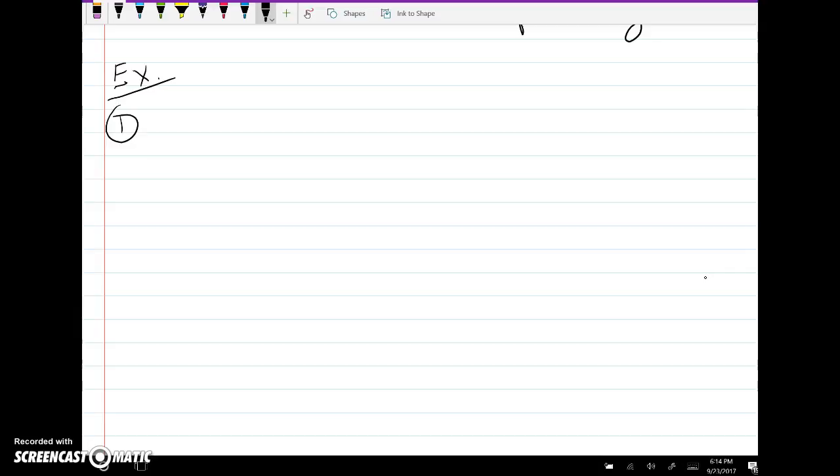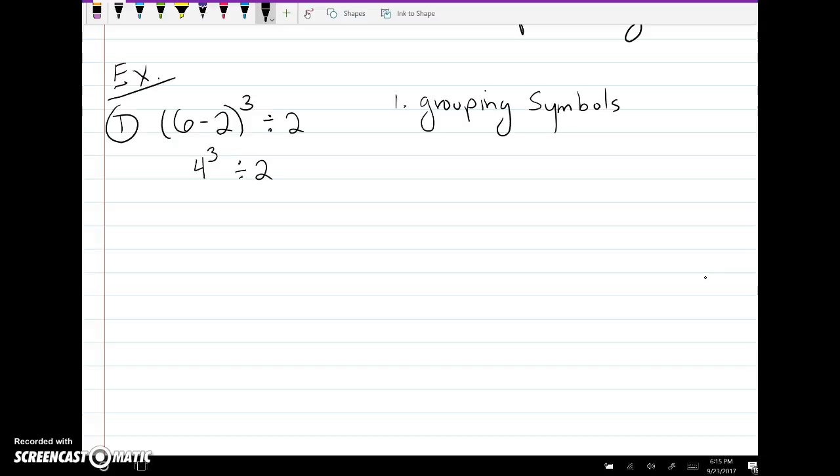Number 1, 6 minus 2, raised to the 3rd power, divided by 2. Now, we're going to start. Order of operations tells me to work in my grouping symbols first. Here are my grouping symbols, my parentheses. 6 minus 2 is 4. So I rewrite everything. 4 to the third divided by 2.